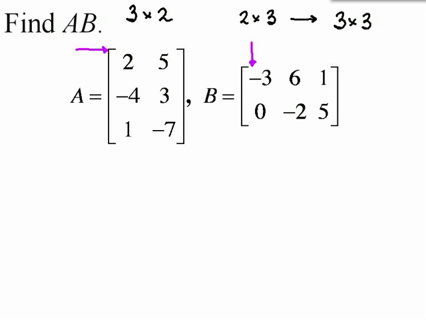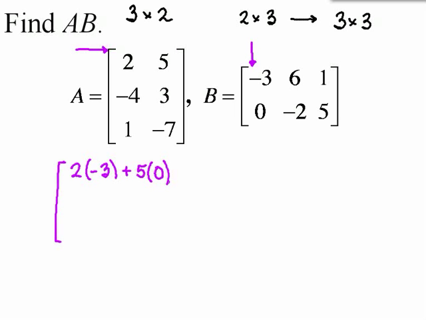And so how I do this is, if you notice, I have 2 terms in row 1 and 2 terms in column 1. So I'm going to take the first times the first, and add it to the second times the second. The first term is 2, and I'm going to take that times -3, and then add that to 5 times 0.